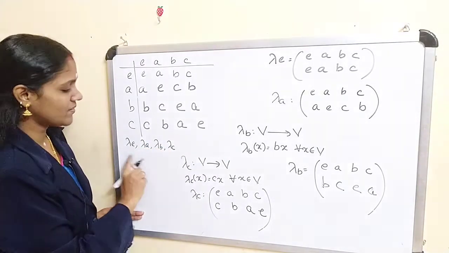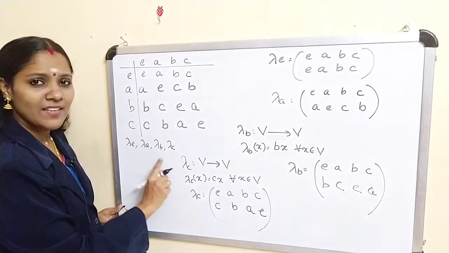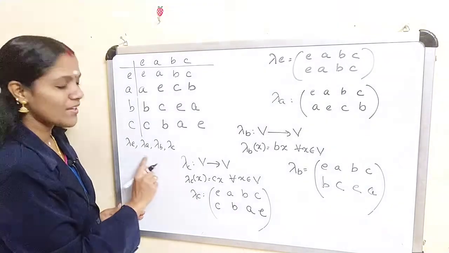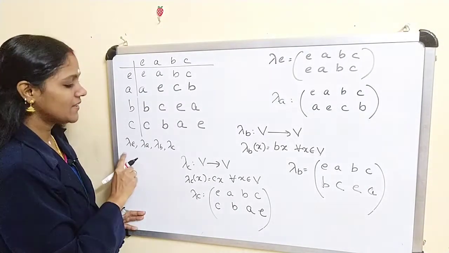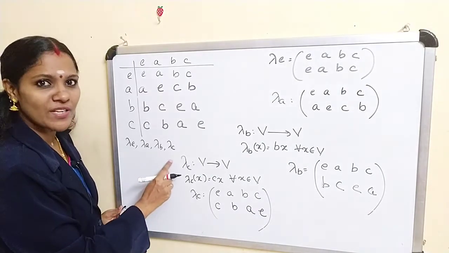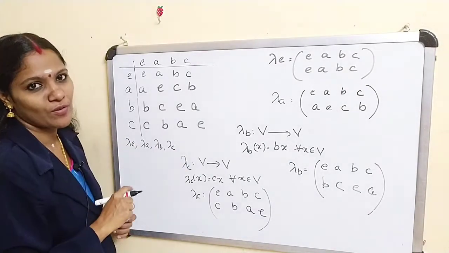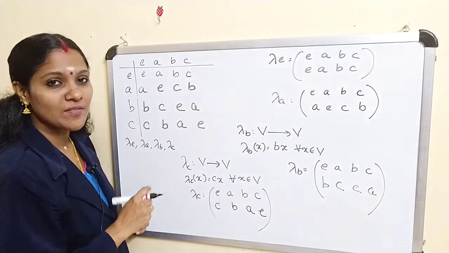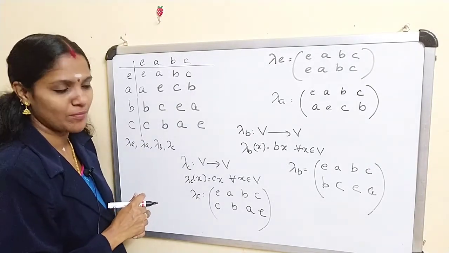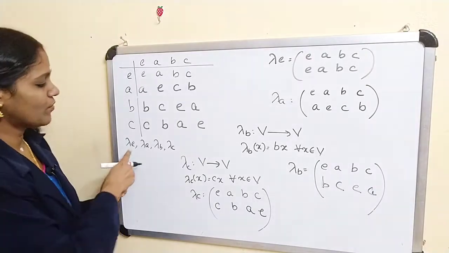Now we have to prove this representation. These are the left regular representation of G, and these are permutations. Now we have to prove these permutations form a group. Now what about the operation in the permutation group? Permutation multiplication. So we have to draw a table for this one.